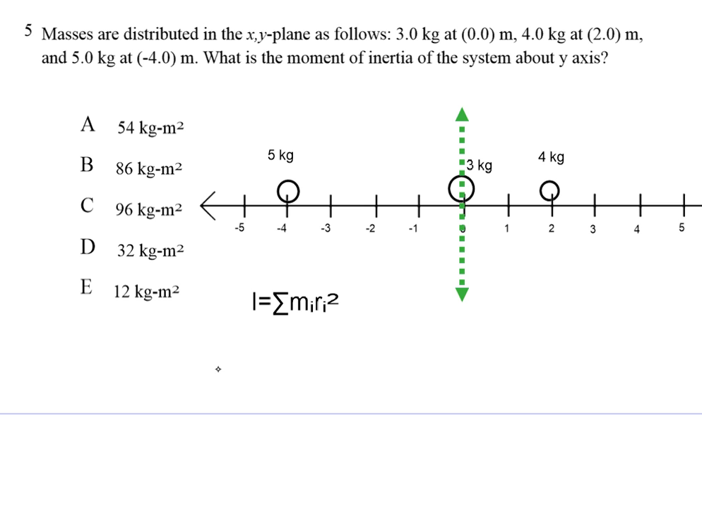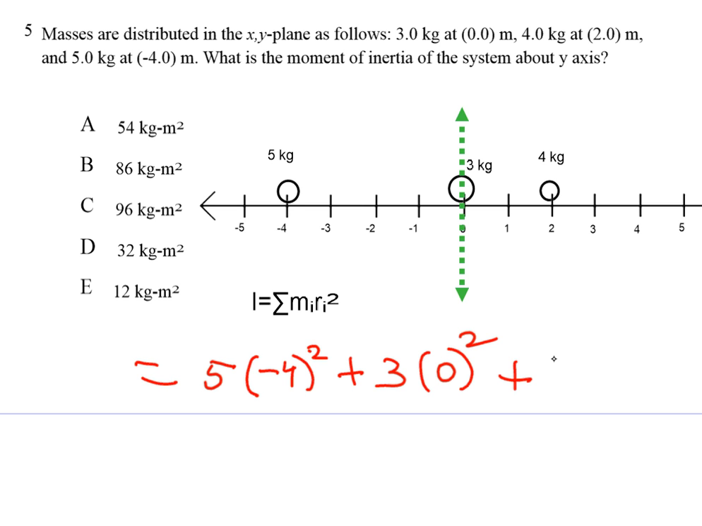So using this formula, we find out that the moment of inertia is going to be the first mass, which is 5 kilograms, times its distance from the axis of rotation squared, plus the second mass times its distance from the axis of rotation squared. And since it's right at the point, the contribution for the 3 kilogram mass turns out to be 0, plus the 4 kilogram mass times its distance from the axis of rotation squared. And if you do all this out, you will find out that it's 96 kilogram meters squared.